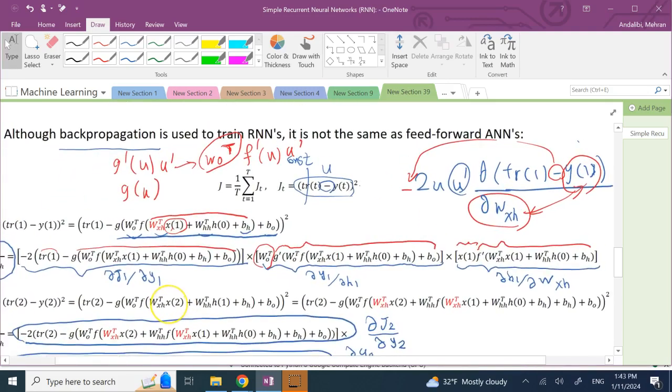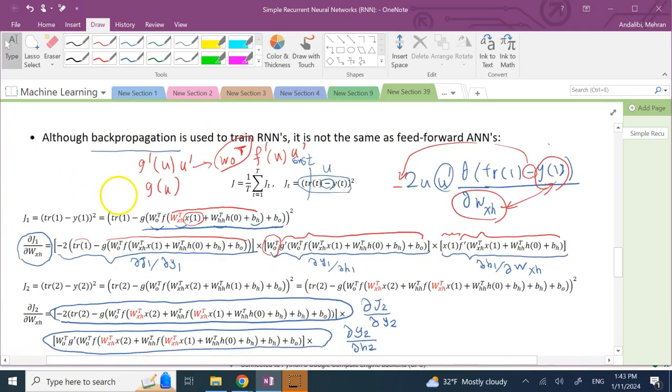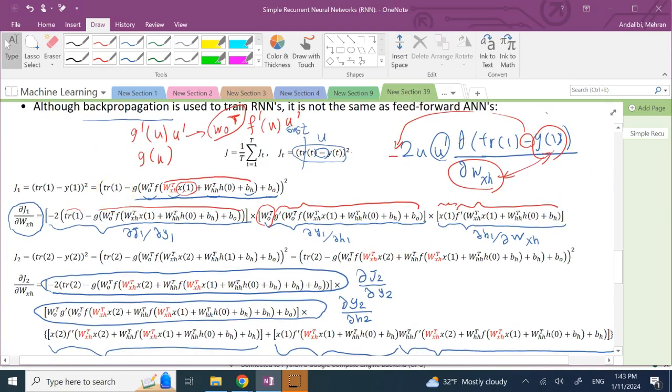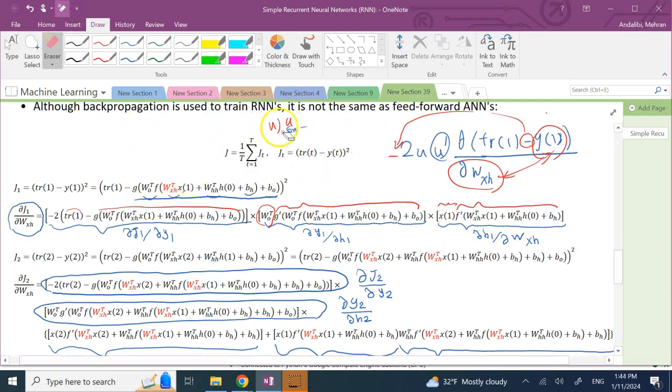So this is good practice for your calculus class, basically for your chain rule. Here we did the whole thing, we expanded it. I deliberately expanded everything so you can see that. Now, let's see what each component here is.